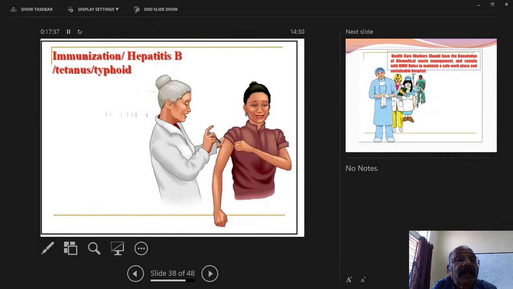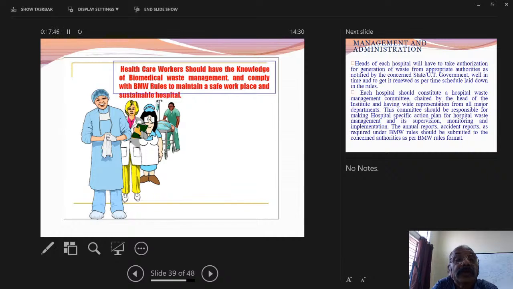Immunization. Hepatitis B vaccination should be given to all the hospital staff. Tetanus also. Healthcare workers should have knowledge of biomedical waste management and comply with biomedical waste rules to maintain a safe workplace and sustainable hospitals.